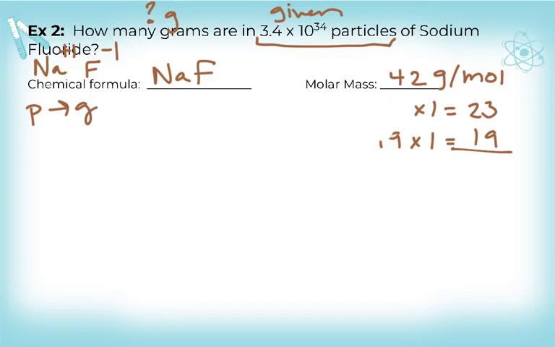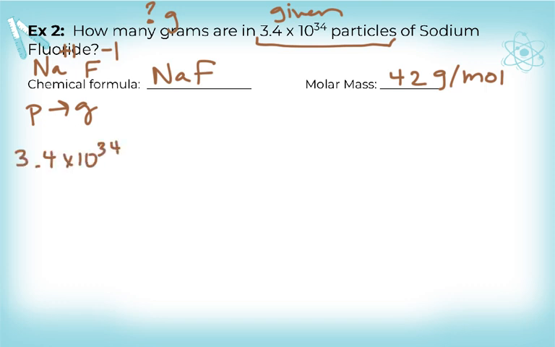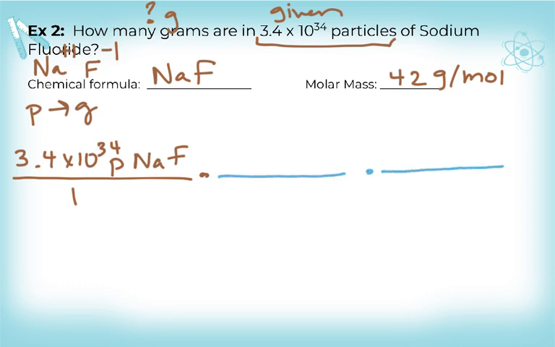All right, now let's go and set this up. So we have our given value first, 3.4 times 10 to the 34th particles of NaF. And I put that just as a fraction over 1, just so I can stay organized, because I'm going to need 2 more conversion factors now. It's going to help me have something in the numerator and denominator for all of those, even though there's no unit on that one in the bottom there.